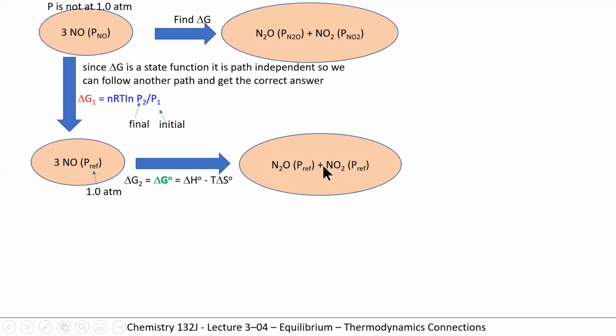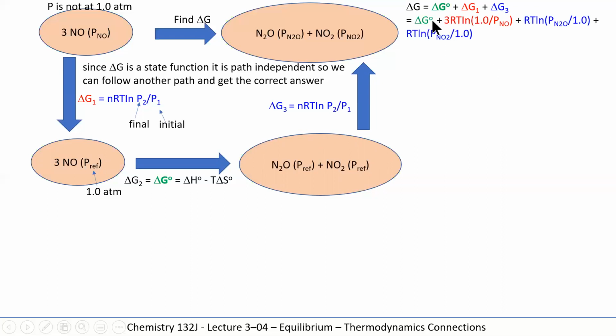And then the third thing we're going to do is take those two substances that are now at 1 atmosphere of pressure, and now we're going to calculate delta G when we change the pressure back to the pressure that we want to use to calculate the delta G for this equation or reaction at the top. So we can add those 3 delta G's up in this multi-step process to arrive at the delta G for this particular reaction.